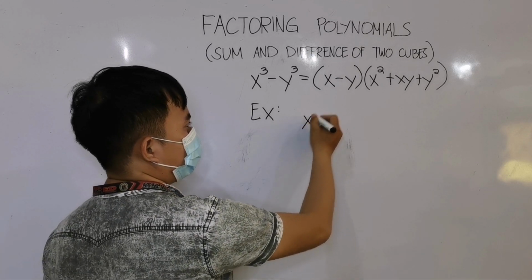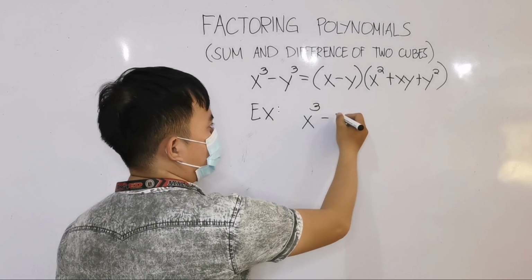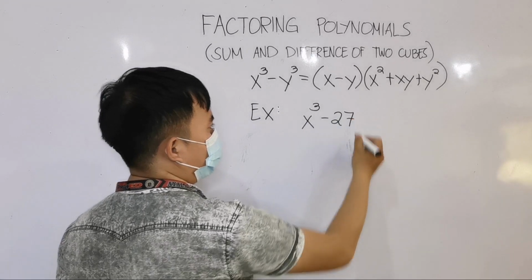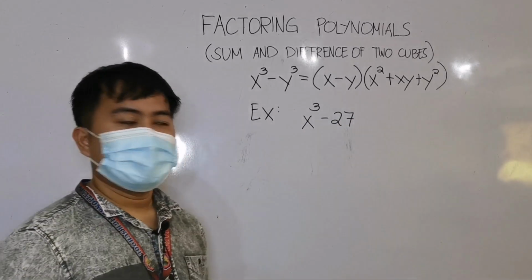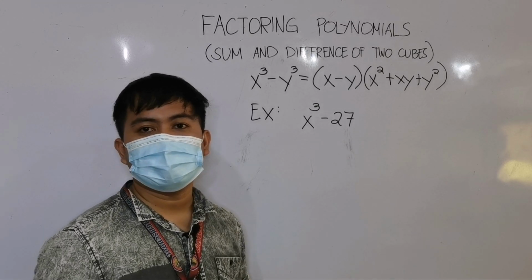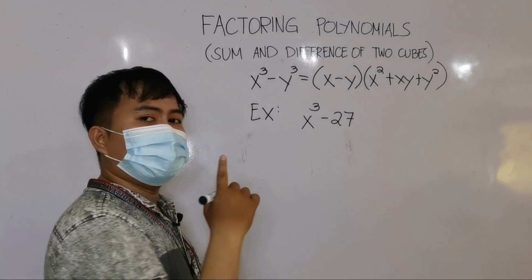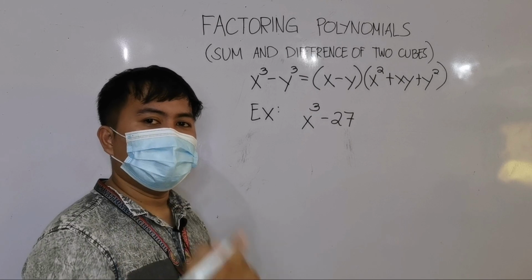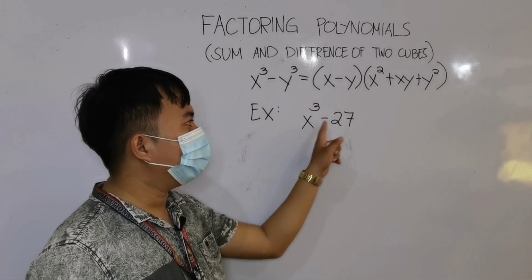x cubed minus 27. X cubed is a perfect cube, and so is 27. Ang unang gagawin, kukunin natin ang cube root ng bawat term.